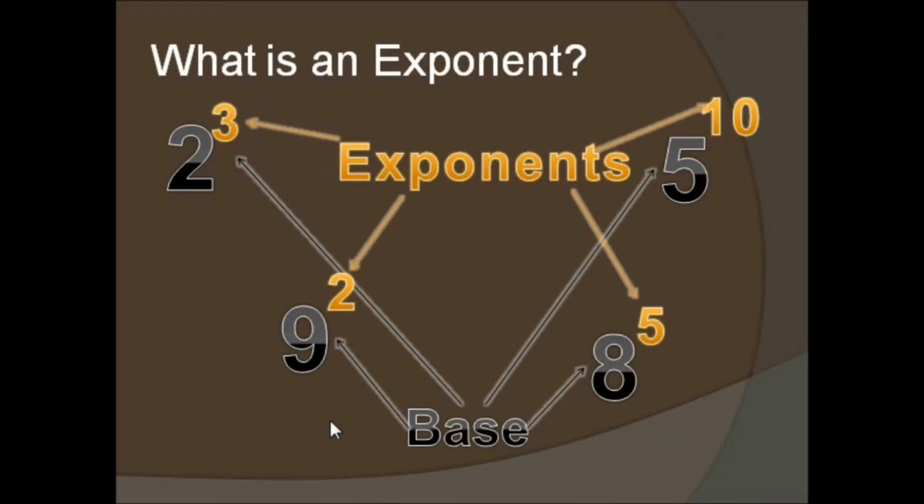Alright, Miss Math Genius Lady, you tell me how it's done. First, I think it's important that we look at what is an exponent. Here you'll see the base numbers are kind of like what we write as our normal numbers, and the exponents hang out on top. See here we have 2 to the third, 9 squared, 8 to the 5th, 5 to the 10th. But what does that really mean?